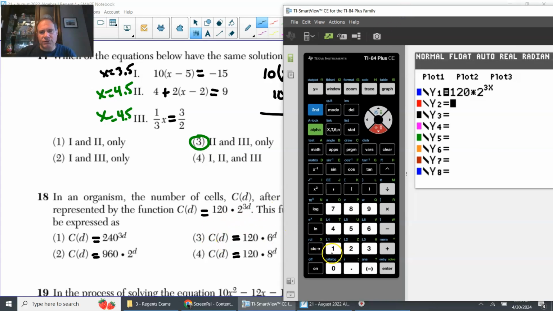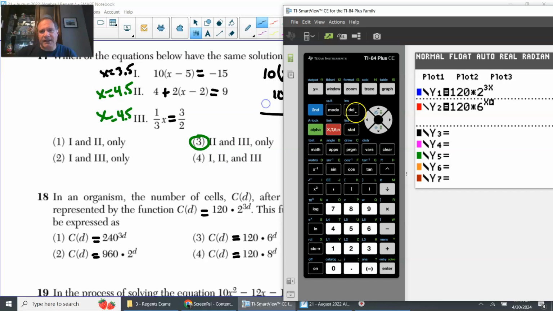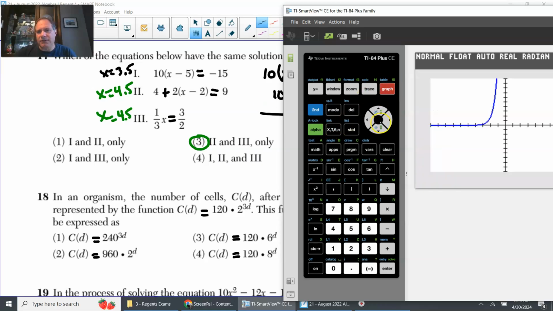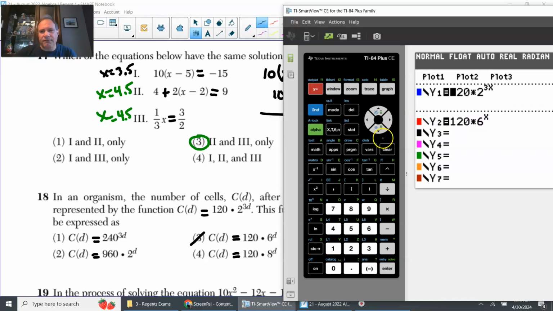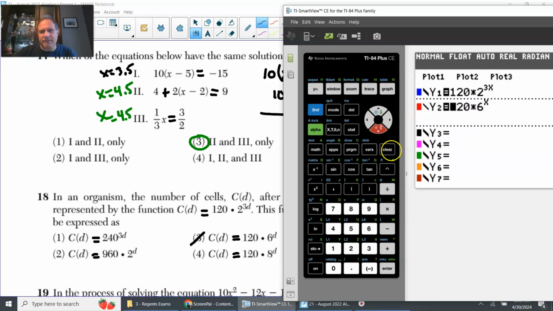So I'll just do 120 times 6 to the x power. I don't even know if that's going to be the answer, but whatever. There it is. And that's not it, because you could tell right away that you see how the red line is a little bit off. You could go to the table and just check the values, but they're not the same. So this is 120. I'll go to D. And I might be way off here, but it's okay because I have my calculator.